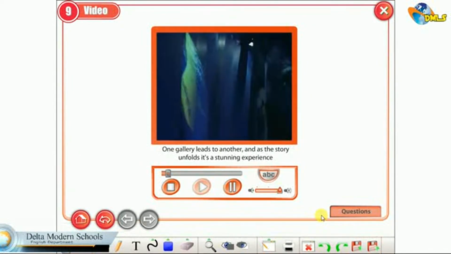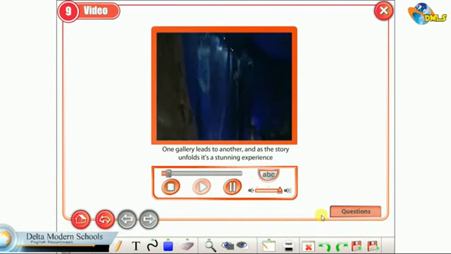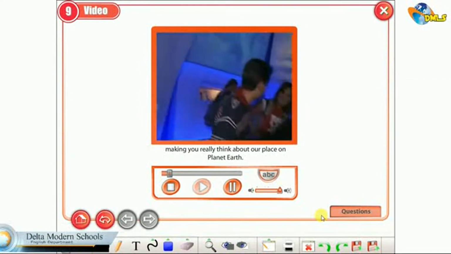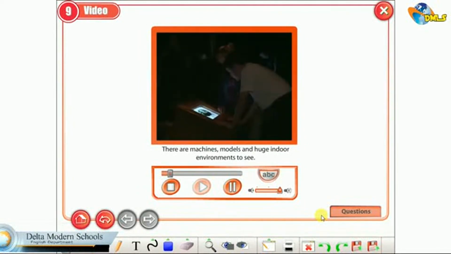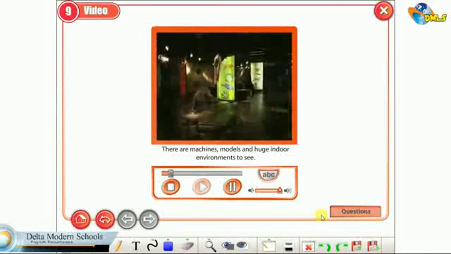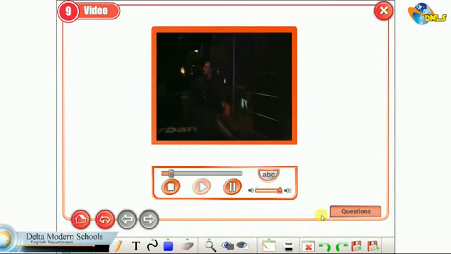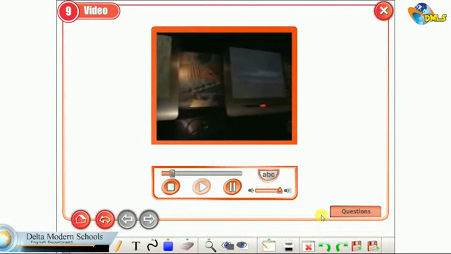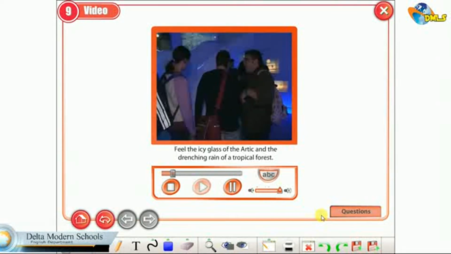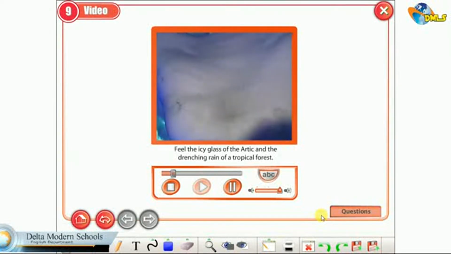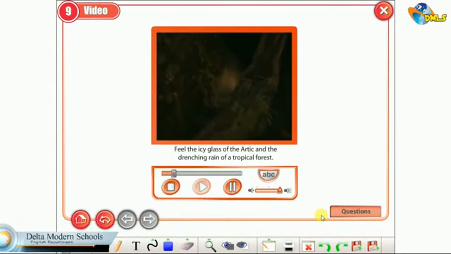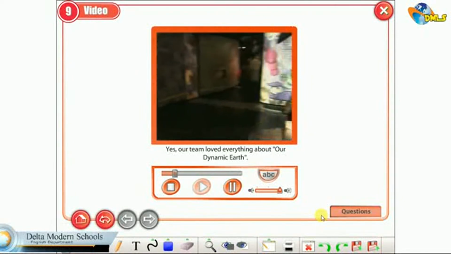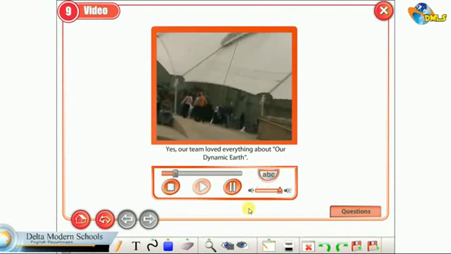One gallery leads to another, and as the story unfolds, it's a stunning experience, making you really think about our place on planet Earth. There are machines, models, and huge indoor environments to see. The whole thing mixed with amazing audio-visual effects. Feel the icy blasts of the Arctic and the drenching rain of a tropical forest. Yes, our team loved everything about our dynamic Earth.